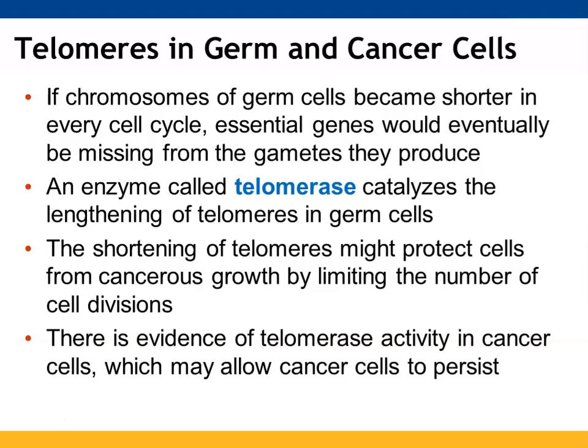If telomeres are shortened, it could protect cells from cancerous growth by basically limiting how many cell divisions you can undergo. But there is some evidence of telomerase activity, because when you are undergoing cell divisions from cancer, you keep replicating and replicating, so your DNA is going to get shorter and shorter. But telomerase activity is allowing those chromosomes to continue to add on to their sequence, which would then allow those chromosomes to be replicated and those cancer cells to continue to grow.